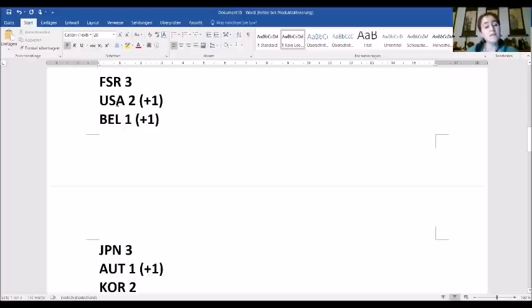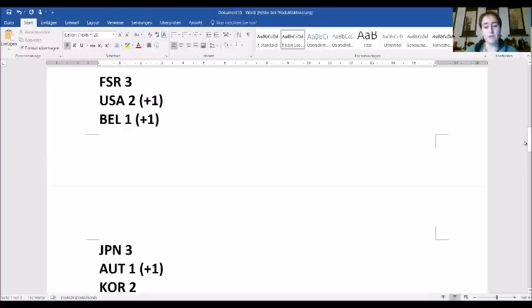For the ladies, we have Russia gets 3, USA, Bradie Tennell, Karen Chen, again, they had 13 points, but only 2 ladies competed, so they need to send another lady to Oberstdorf. Belgium, 1 + 1, Japan has 3, of course.